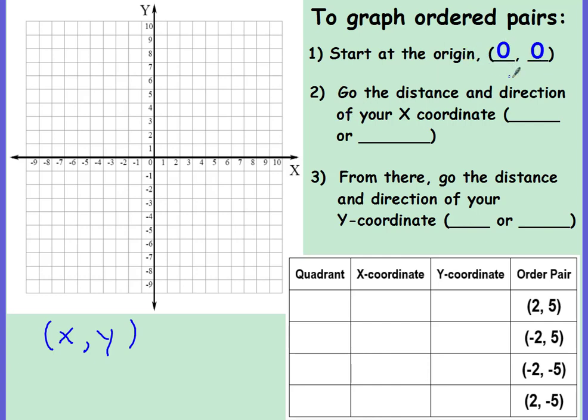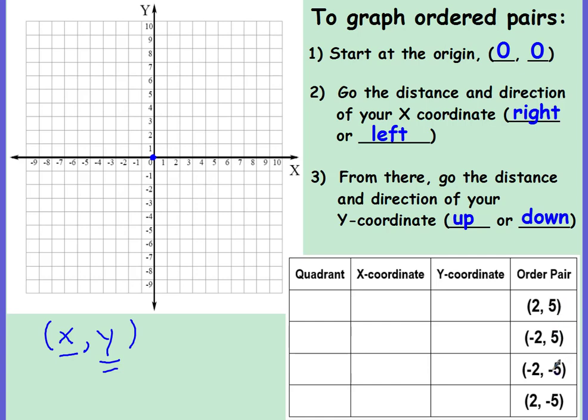And the origin, the ordered pair for the origin is 0, 0. And we learned on the previous page that the origin is right here where the 2 number lines intersect. Then you're going to go the distance and direction of your x coordinate. The x comes first. Just like in the alphabet, x comes before y. So the x is going to come first, and you're going to move either to the right if it's positive or to the left if it's negative. From there, you're going to go the distance and direction of your y coordinate. The y coordinate comes second, just like it comes behind the x in the alphabet. And you're going to move either up if it's positive or down if it's negative.